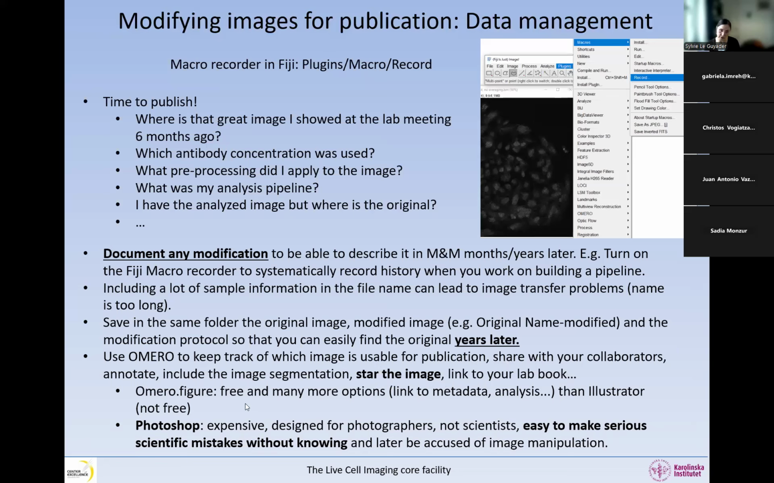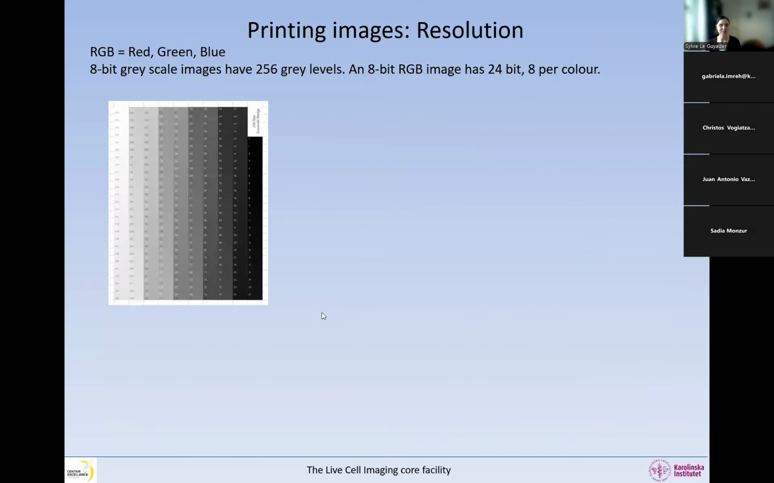So we have seen an Omero figure, and it's free. There are many more options that you can do in Omero, including changing the metadata, but also the analysis. So you can have all your regions of interest and everything. It's free. Illustrator is not free. But also Photoshop: the problem with Photoshop is that it is not designed for scientists. It's designed for photographers, and they don't have the same constraints as we have. So it is very easy in Photoshop to make serious errors without knowing it, if you're not really aware of what you're doing, and later be accused of manipulation. So you really don't want to go there, I can tell you.